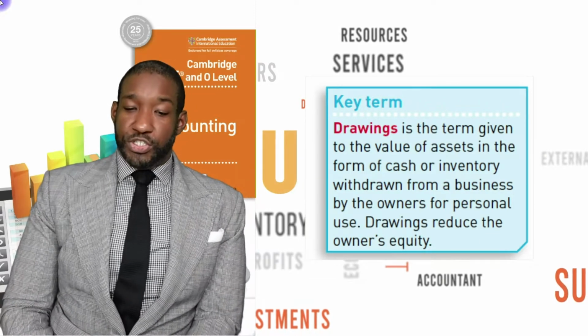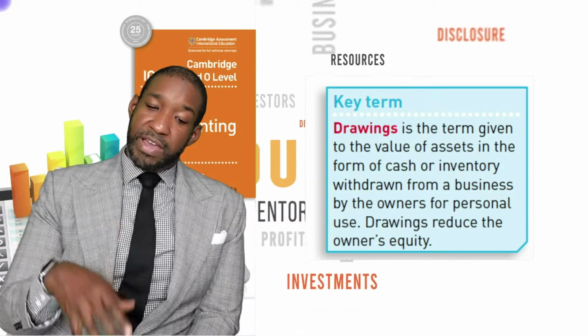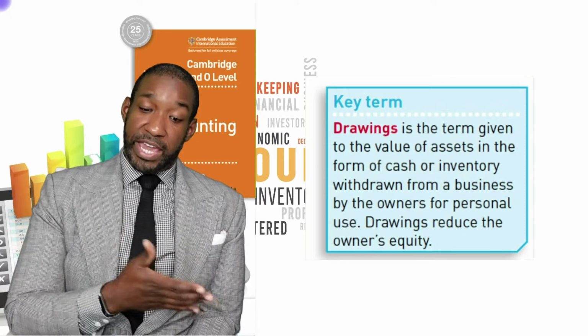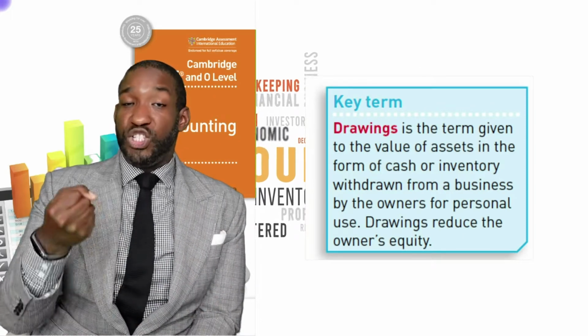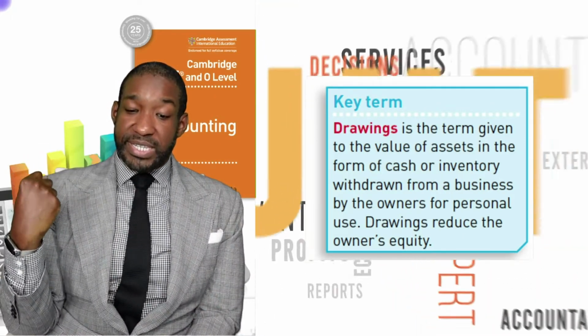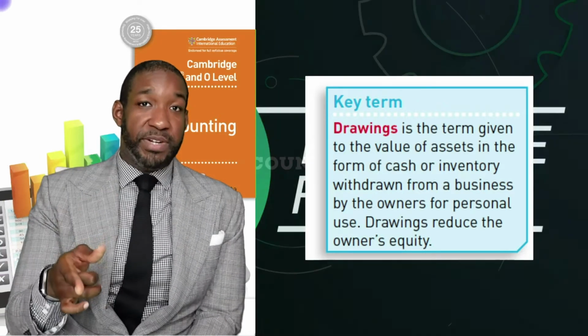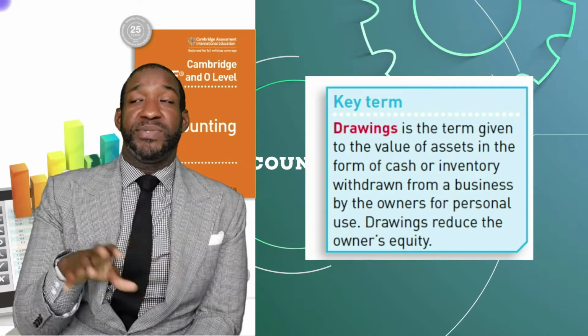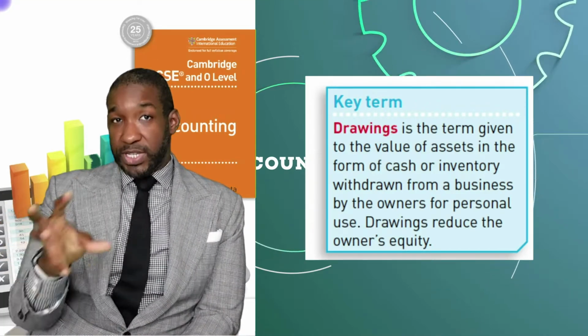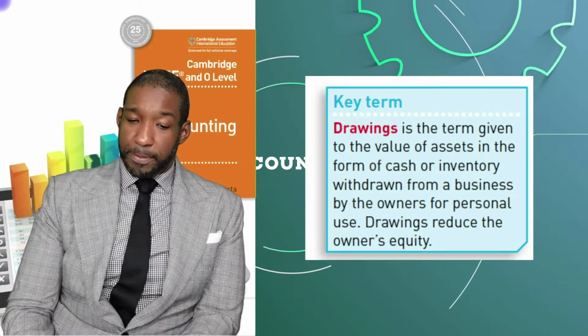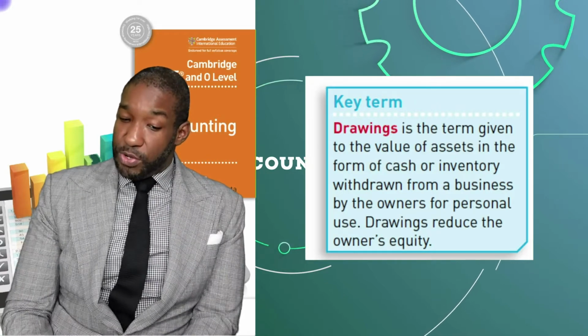Key term. Drawings is the term given to the value of assets in the form of cash or inventory withdrawn from the business by the owners for personal use. It's no longer business money. It now goes back into the owner's account. The business no longer owes it in owner's equity back to the owner. Drawings reduce the owner's equity.